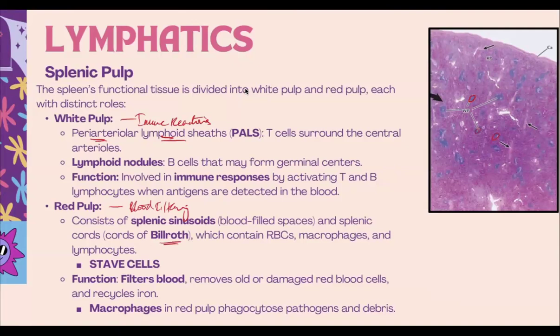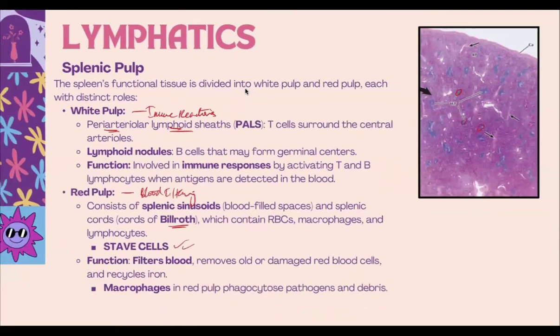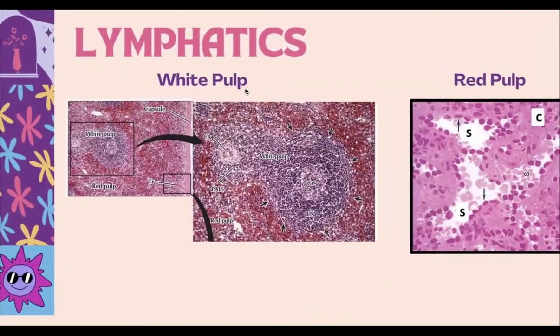The red pulp also has something called stave cells, and they have a function, and we'll get into them. The function of the red pulp is, again, filtering blood, removing old blood cells, and so on. It can also have macrophages to fight off any infection that's coming in from that side. So this is a picture of the, okay, look here first.